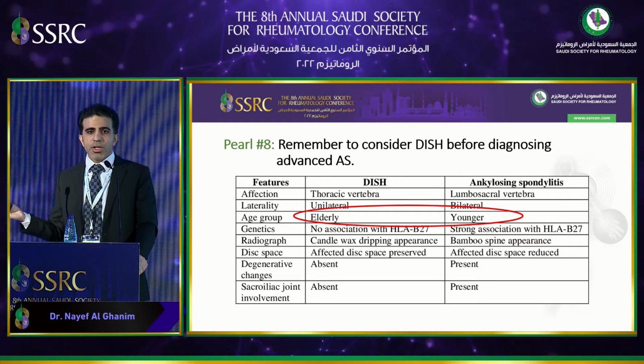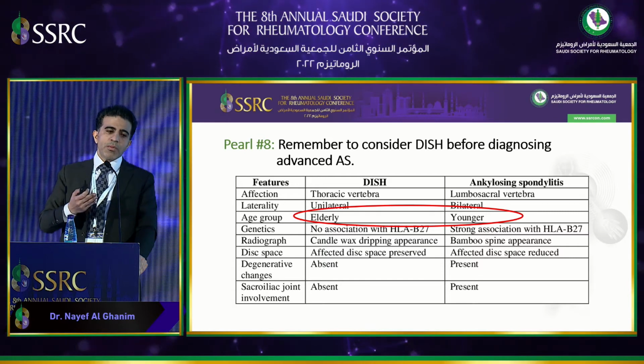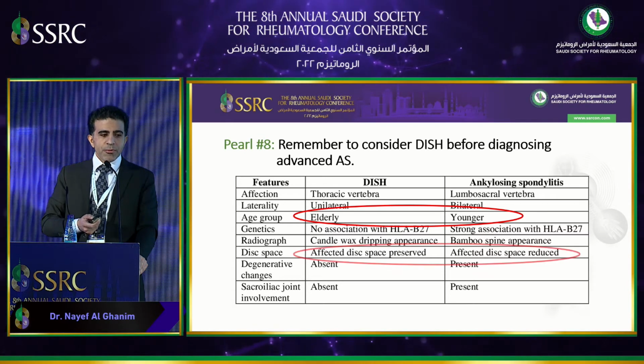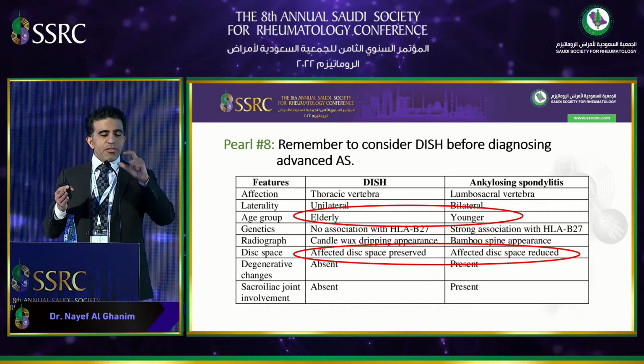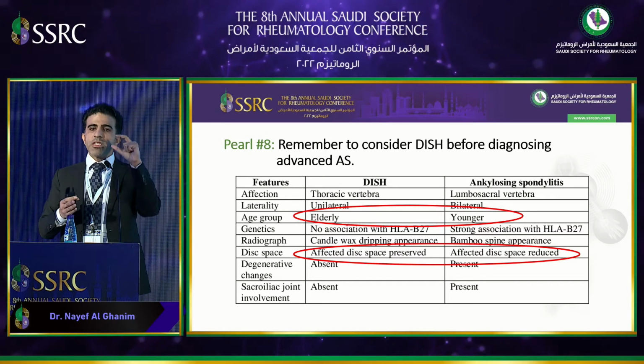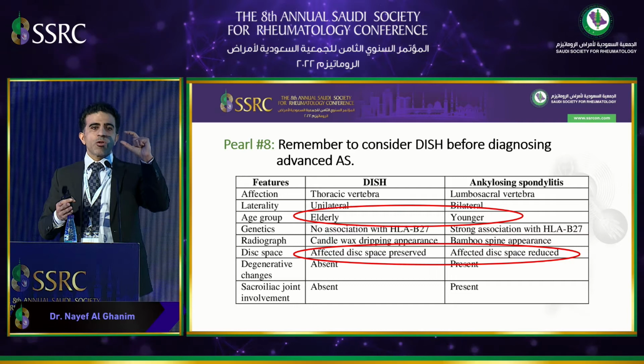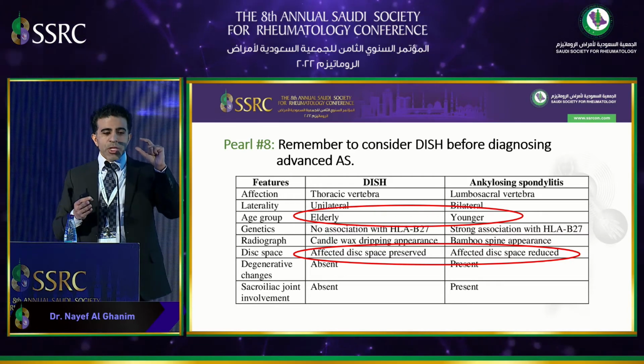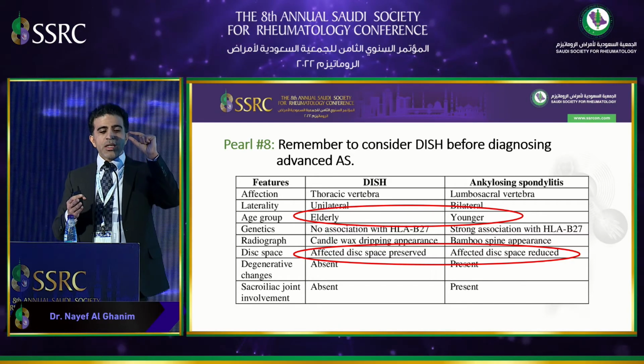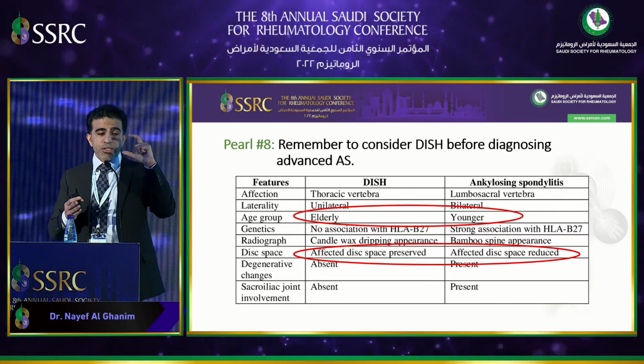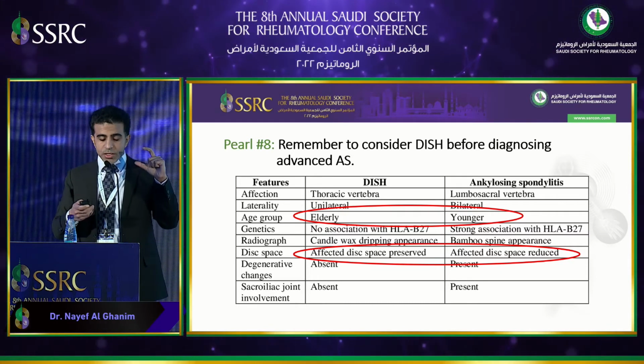They usually start at a younger age compared with DISH, where it usually starts in the 50s. Look at the spine. If the disc space is preserved, this is most likely DISH. If it's decreased, it's most likely ankylosing spondylitis. If it's normal, it's most likely DISH.